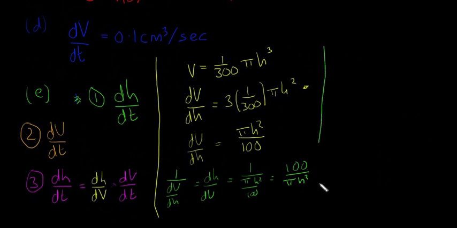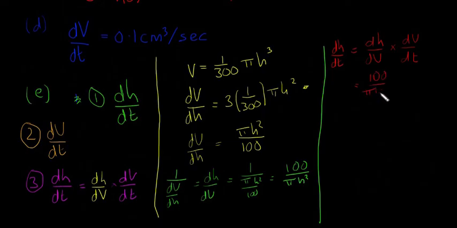Again, I'm going to draw one more line, and hopefully I'll be able to squeeze everything in. I'll go back to red. So dH/dt is going to be equal to dH/dV by dV/dt. So dH/dt, dH/dV is going to be this thing here, 100 over pi h squared, times dV/dt, which here is 0.1. Okay, this is going to be 100 over pi h squared times 0.1.